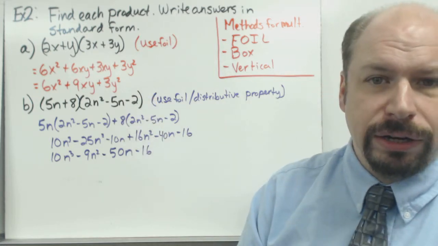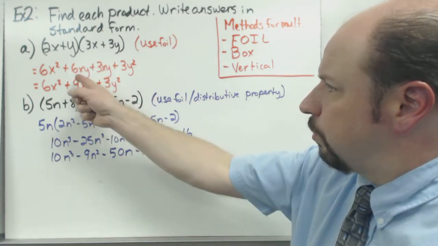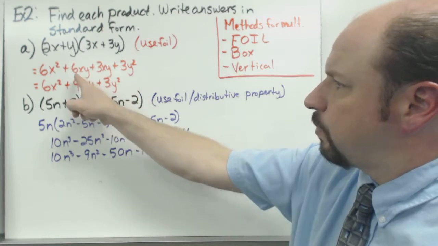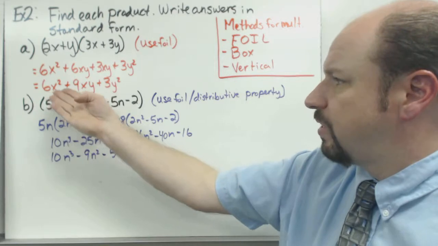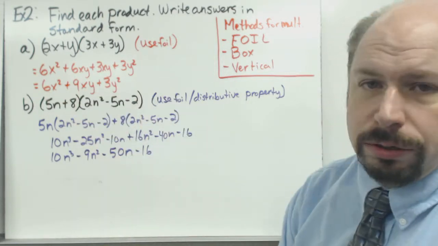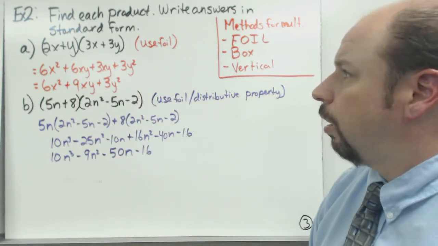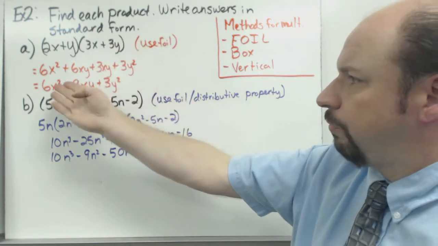And now we can go ahead and combine the like terms. These are the only two like terms. 6xy plus 3xy is 9xy. So we have 6x squared plus 9xy plus 3y squared. Notice it does say to put it in standard form.